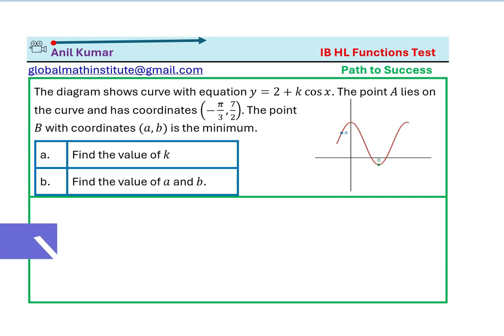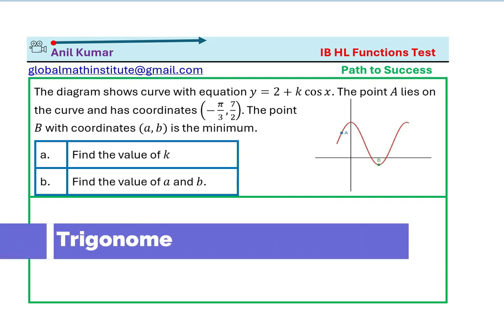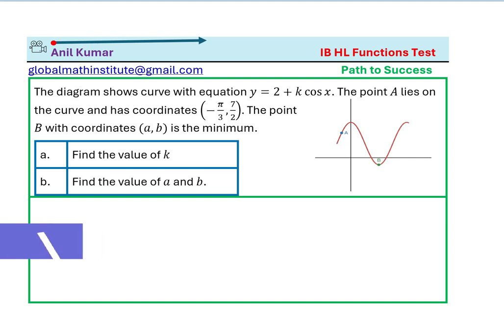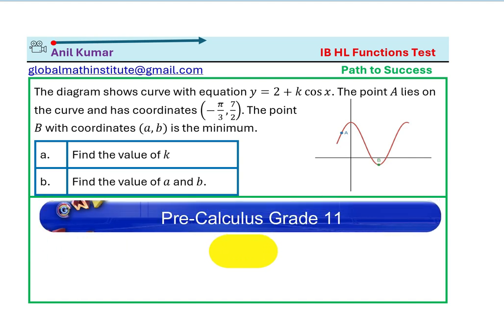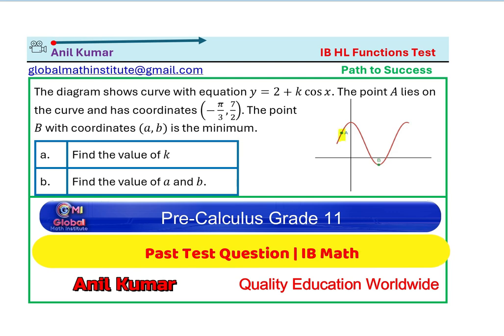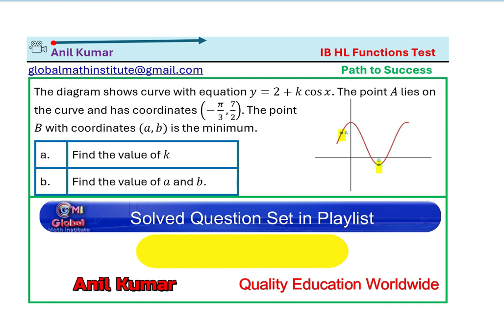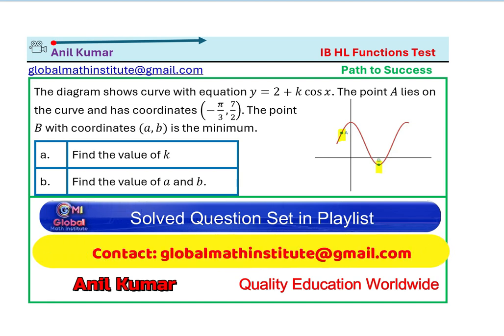Let us now discuss another question from past test papers of IBHL. The question here is, the diagram shows a curve with the equation y equals 2 plus k cos x. A point A lies on the curve and has coordinates minus pi by 3, 7 by 2. The point B with coordinates a, b is the minimum. Find the value of k, and find the values of a and b. These are the two parts. You can always pause the video and answer the question.